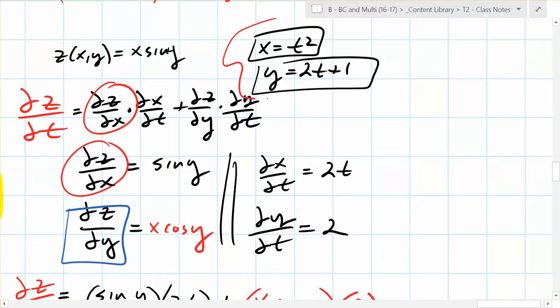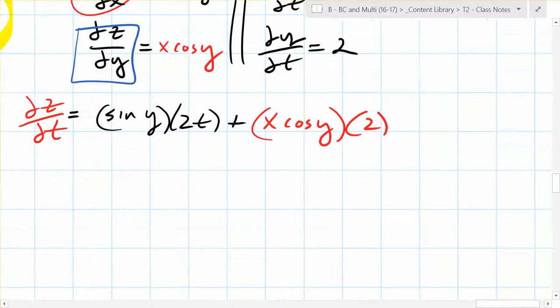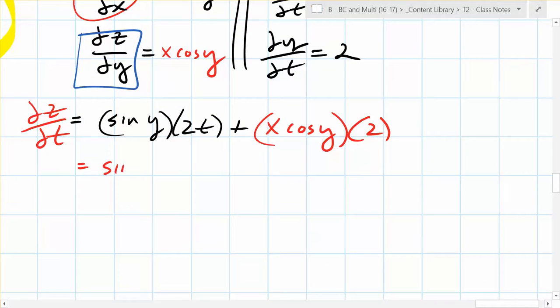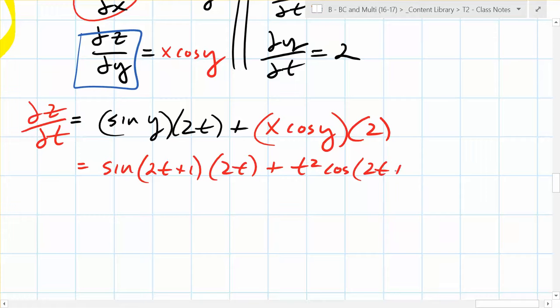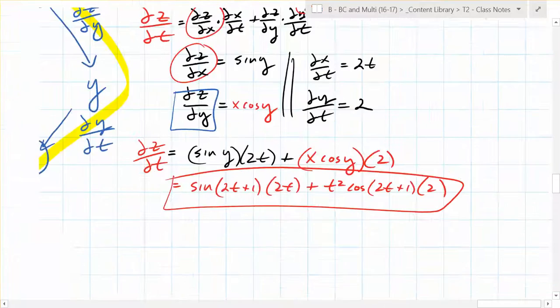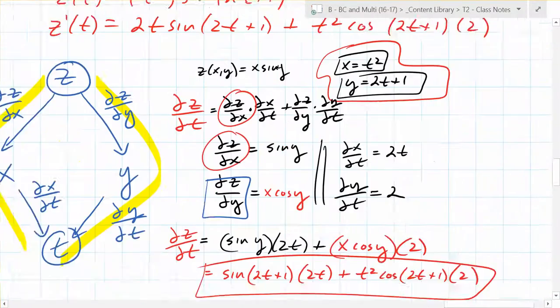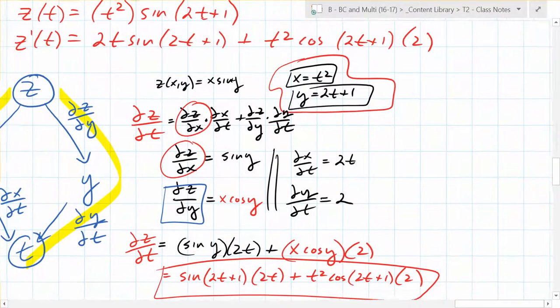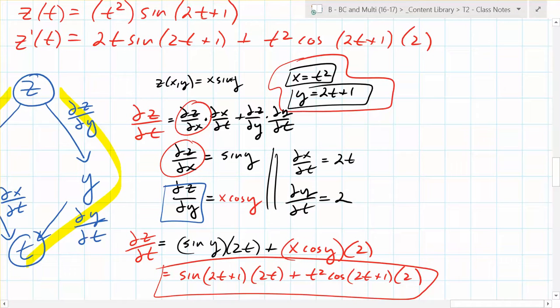Look, everybody, what do we have up here? What does x equal? And what does y equal? 2t plus 1. 2t. Look, what's x? t squared. Cosine of what? Cosine of 2t plus 1 times what? Is that the exact same thing we got before? Let's see. Take a look. Is it the same thing? It's written a little differently.